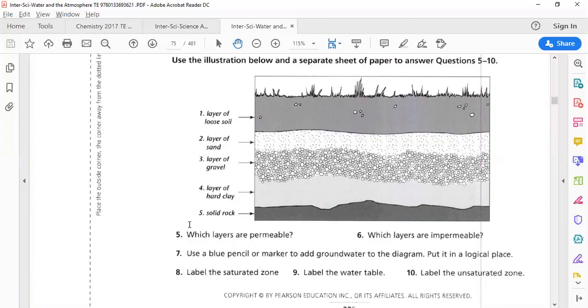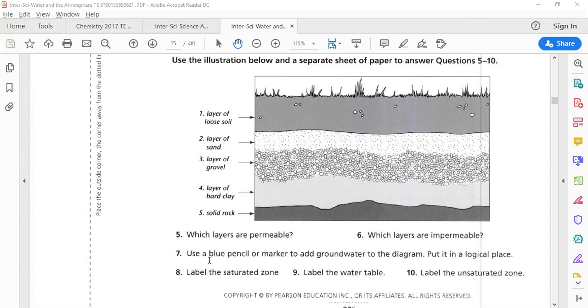Question number 6, which layers are impermeable? It will be layer 4 and layer 5. These 2 layers are impermeable. They will keep the water in this area.